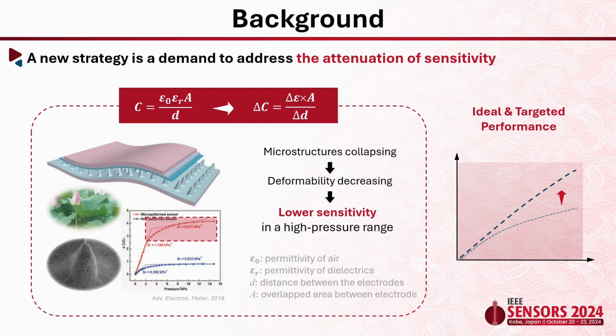According to the governing equation of capacitors, improvements of the dielectric layer mainly contribute to the improvement of sensor sensitivity, such as introducing various microstructures to increase the change of d, or using various composites with high permittivity to increase the change of epsilon. But most reported sensors suffer from the attenuation of sensitivity when a high pressure is applied. So designing a capacitive pressure sensor with a high sensitivity over a high pressure range is still a challenge.